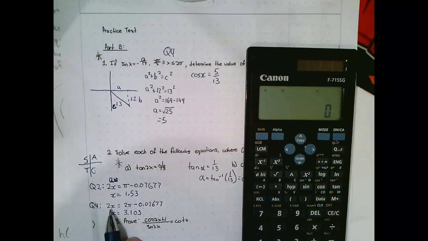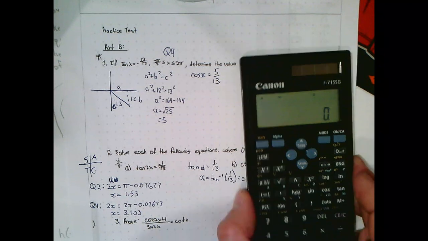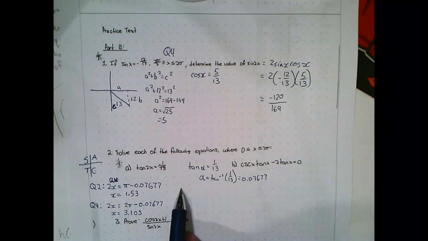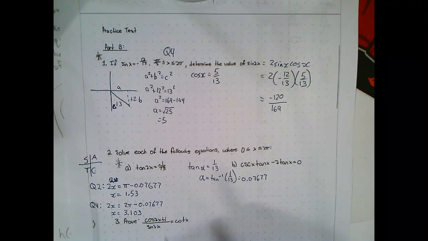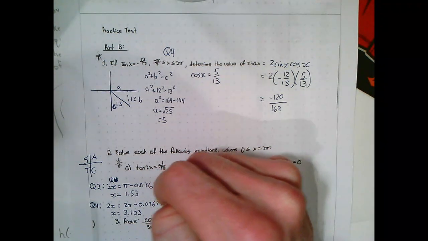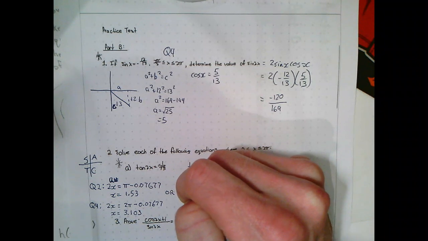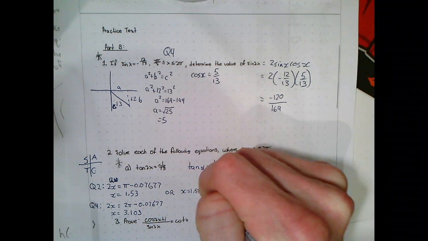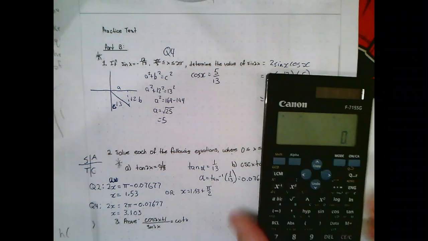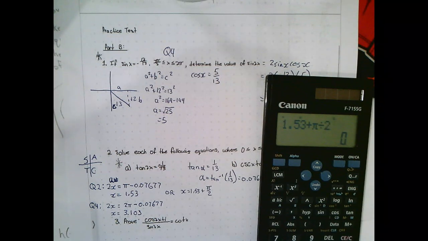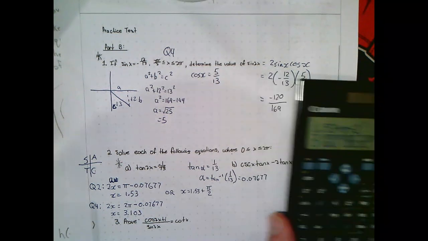Now, when we have 2x as a factor, we actually have to consider the fact that the period has been shortened in half. So for each one of these 2x answers, we need to add another period on to find where the second answer lies. But because we divided everything by 2, we add on half the period. So we have another answer, also in quadrant 2, of x equals 1.53 plus half pi. So 1.53 plus pi divided by 2 is equal to, well, that 3.10.